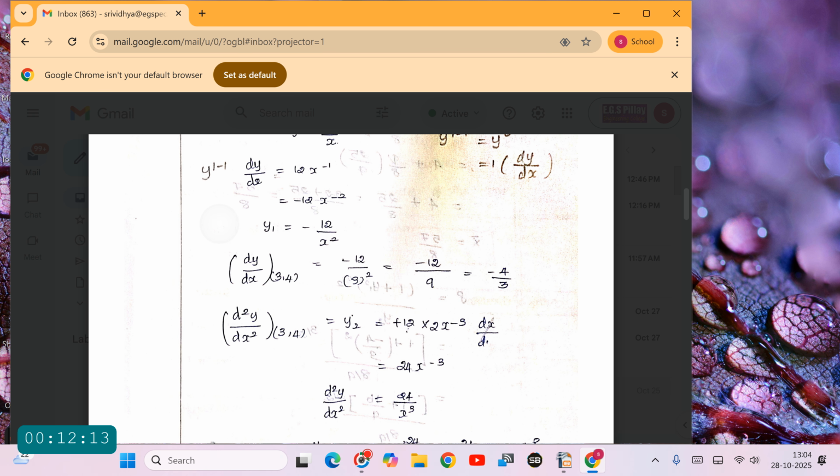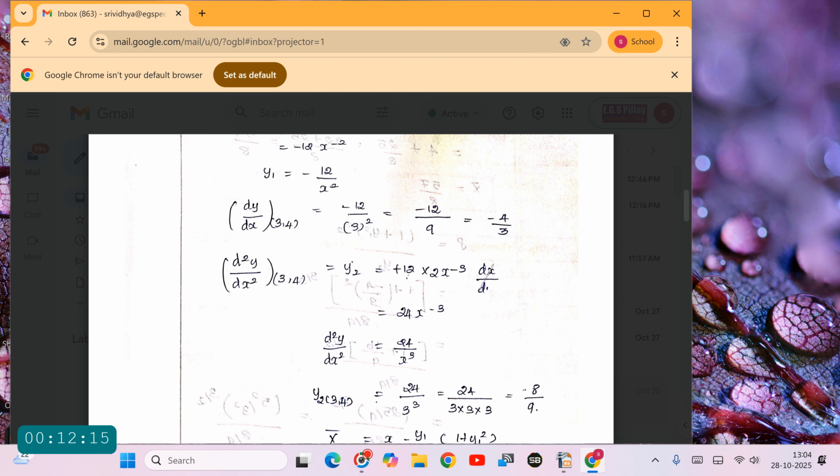The next stage, we have to apply the point (3, 4) in dy by dx. Then dy by dx at the point (3, 4) can be written as minus 12 by x square, that is minus 12 by 3 square, minus 12 by 9, minus 4 by 3. Already we found y1 as minus 12 x power minus 2, and after applying the point (3, 4) we get the value minus 4 by 3.